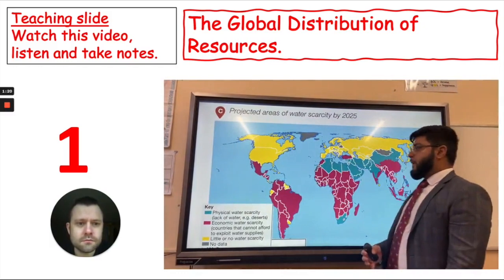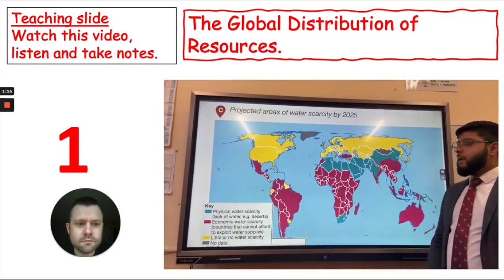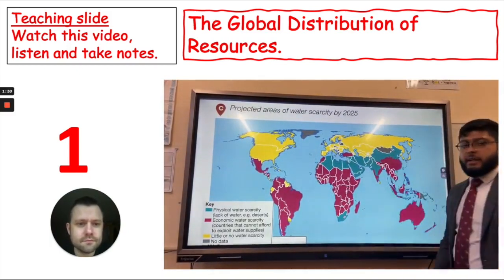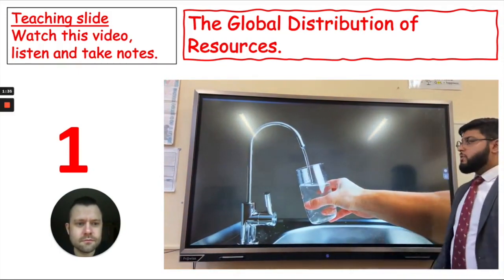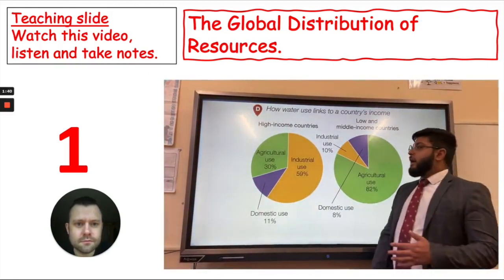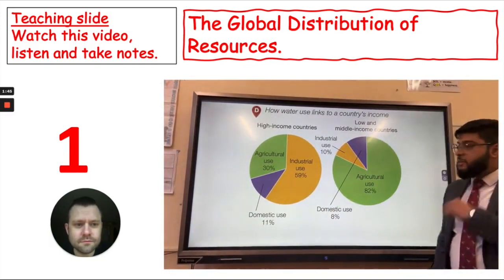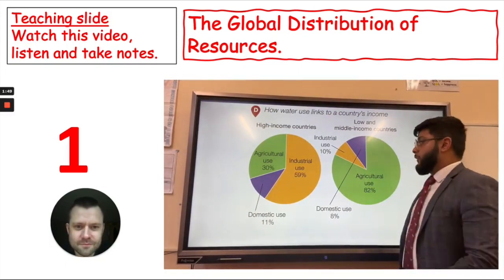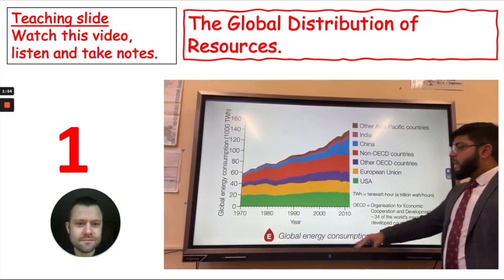We also have a similar pattern of water scarcity, so we can see generally the countries are in the southern hemisphere and around the equator, so also affecting sub-Saharan Africa in general, but also South America and parts of Southeast Asia. That also means that water, and particularly clean water, has different levels of availability around the world. Countries also use their water differently. So in high-income countries, water is more likely to be used for industrial use, whereas in low and middle-income countries, it's more likely to be used for agricultural use, which is a problem for subsistence farmers if water is not readily available. Finally, global energy consumption.